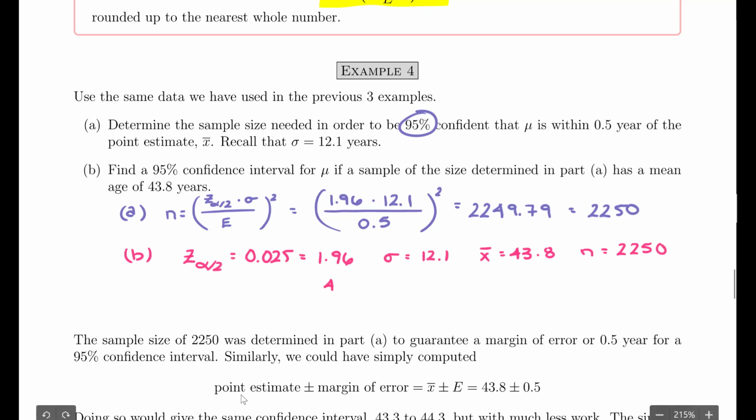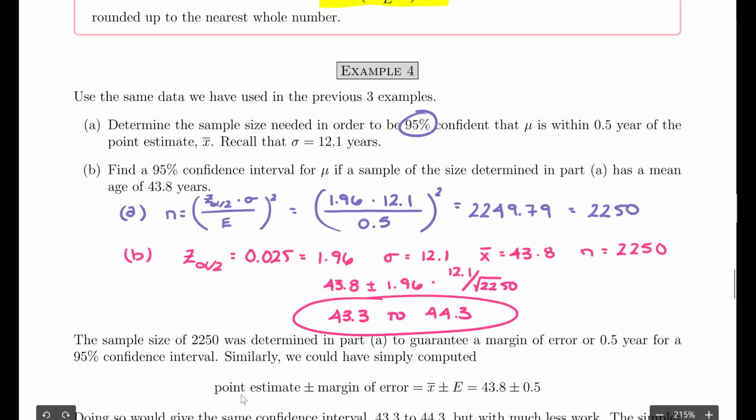So we get 43.8 plus or minus 1.96 times 12.1 over the square root of 2,250. And when we type this in our calculator, we get 43.3 to 44.3. That's our confidence interval for 95%, given a sample size of 2,250 people, that our mean will be within half a year of the population mean.